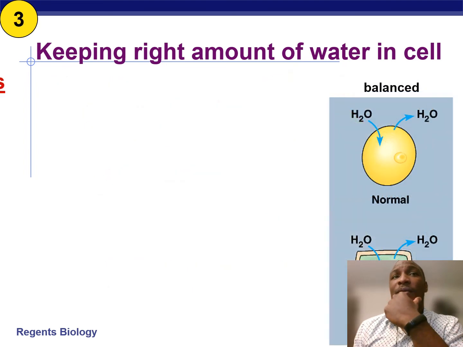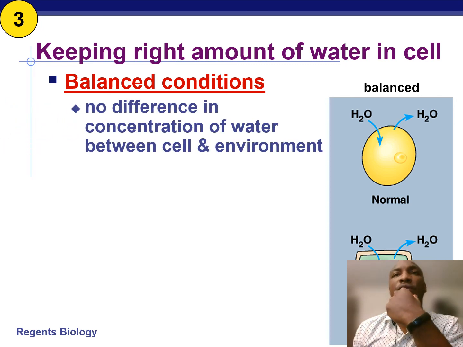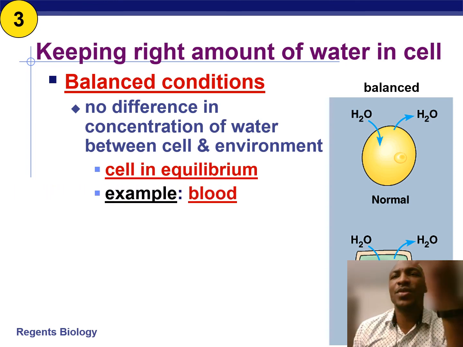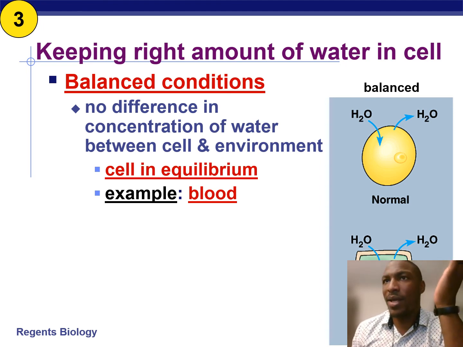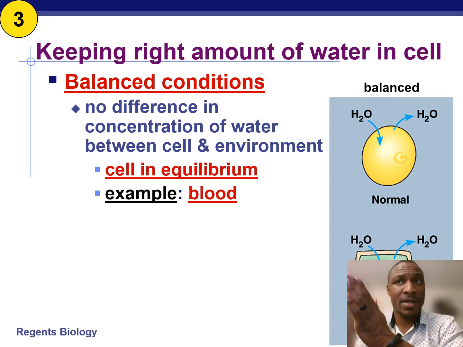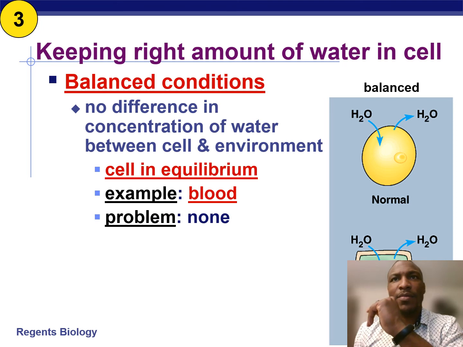So, keeping the right amount of water. Almost done. We have to keep it balanced. There is no difference in concentration of water between the cell and the environment; it is even. The cell is at equilibrium. When you have equal coming in and equal going out, this is like your blood. Your blood has an equal amount along with the red blood cells, because you want to keep that equal amount inside the fluid around your blood. I don't want to give you too many big words, but it's the extracellular tissue. But don't worry about that. The problems: there are none, because it's equal. You're exactly what you want to be.